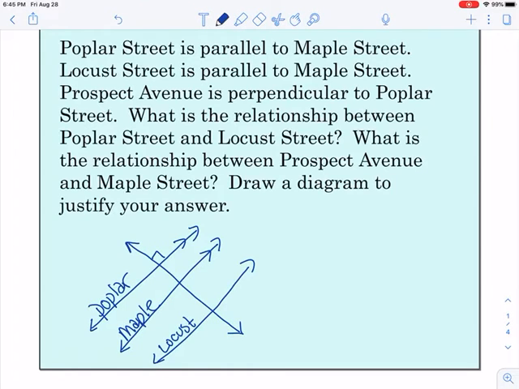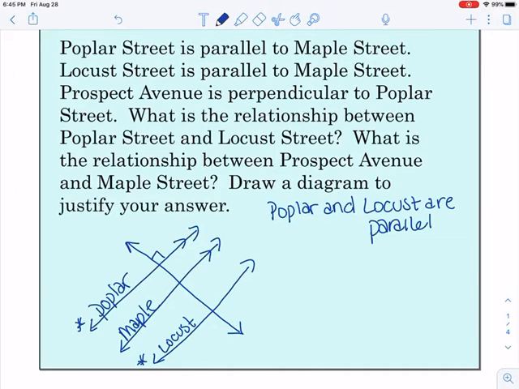Okay, and now it says, what is the relationship between Poplar and Locust? So the street on the top and the street on the bottom. Those two streets are going to be parallel. Why? Because they're both parallel to Maple. So again, if two lines are parallel to the same line, then they're parallel to each other. So Poplar and Locust are parallel.